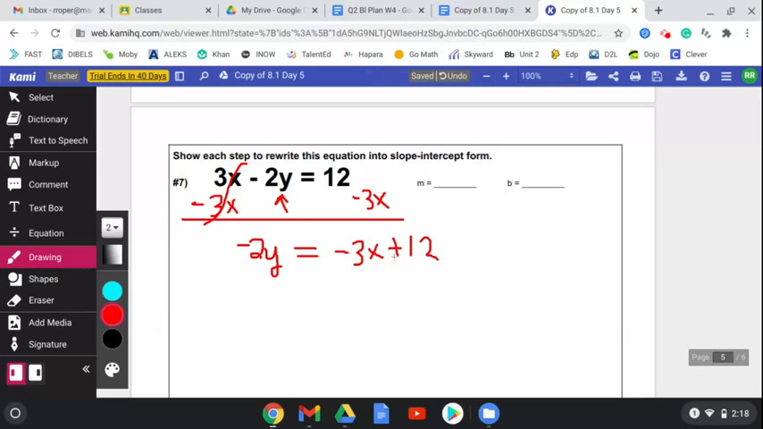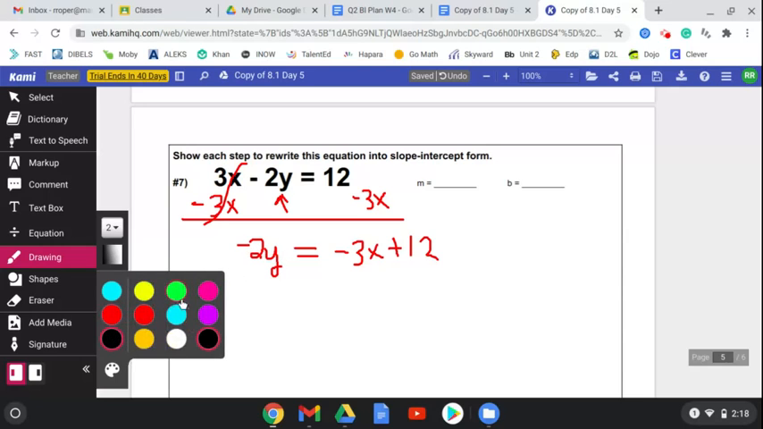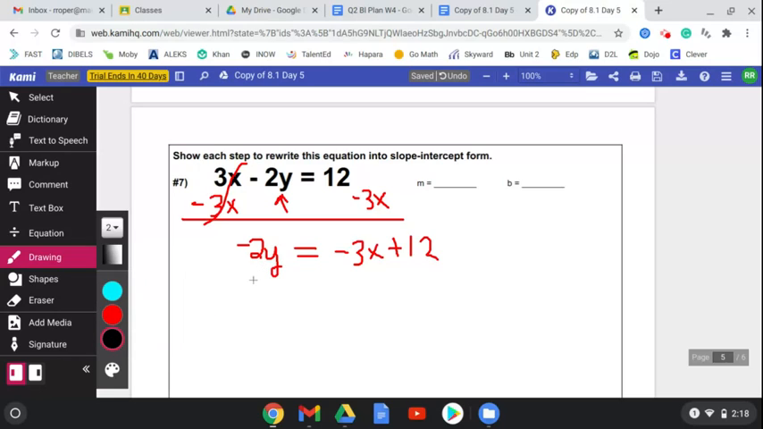Now, I need to solve for y. So this is negative 2y or negative 2 times y. How do I undo multiplication? I undo multiplication by division. All right, so I'm going to divide by what? What is the number in front of y? What is this number right here? Is that number 2? Nope, that is not a 2. That is a negative 2.